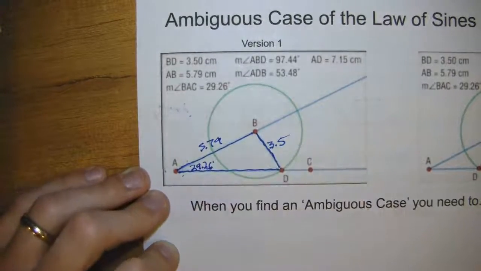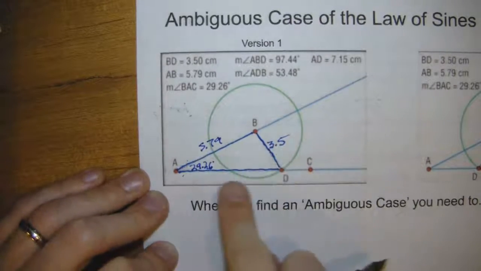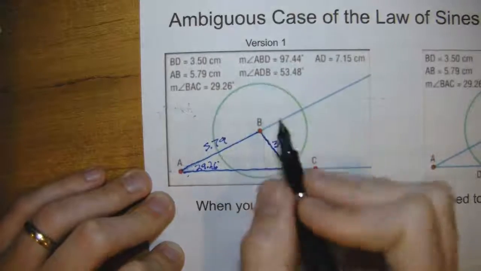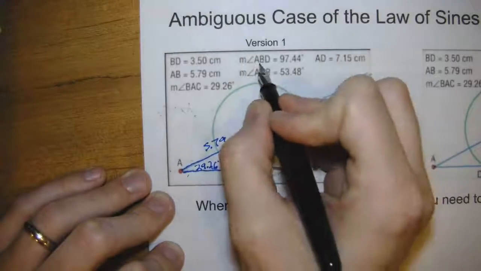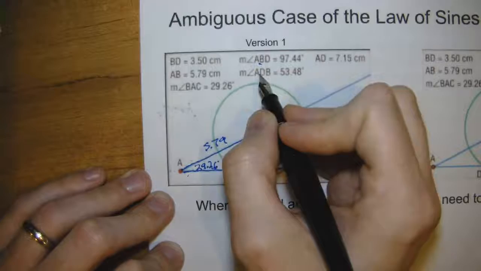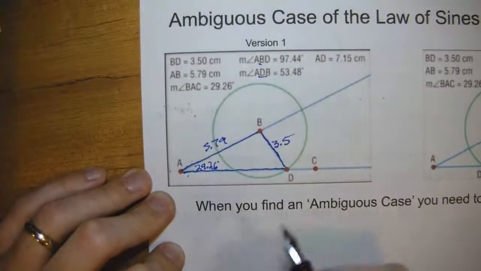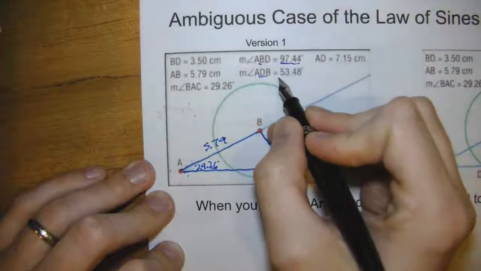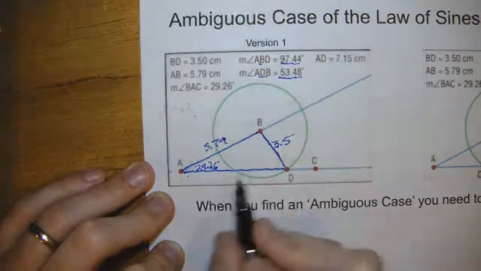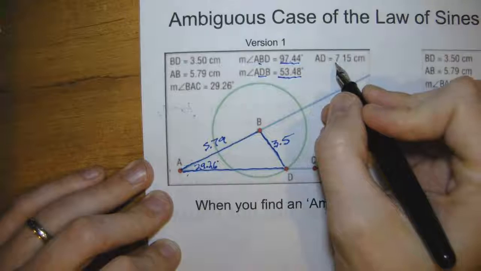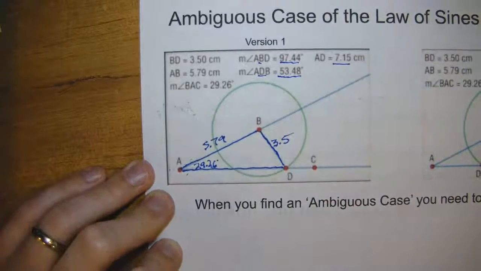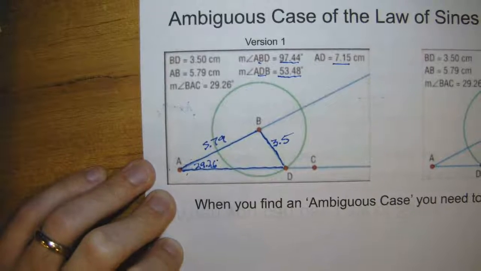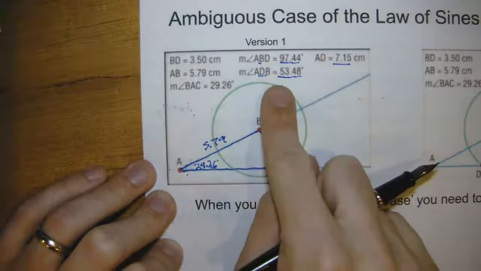And that we know that BAC, so this angle here, is roughly 29.26 degrees. Cool. If I asked you to solve this triangle, we need to find 2 more angles. So we need to find angle B here, so to speak, and angle D here, so to speak. And if we do the math, we could find that those angles are 97 and change and 53 and change, and that AD, this other side length, is 7.15, almost 7.2 centimeters. And you would think, okay, so what? Who cares? But I want you to notice something.